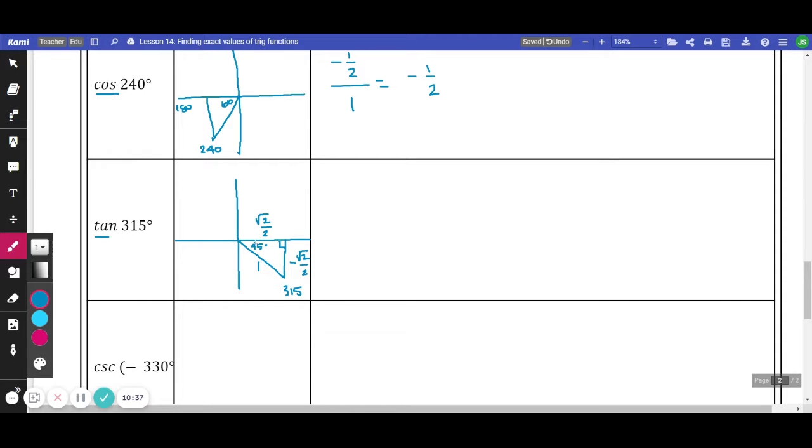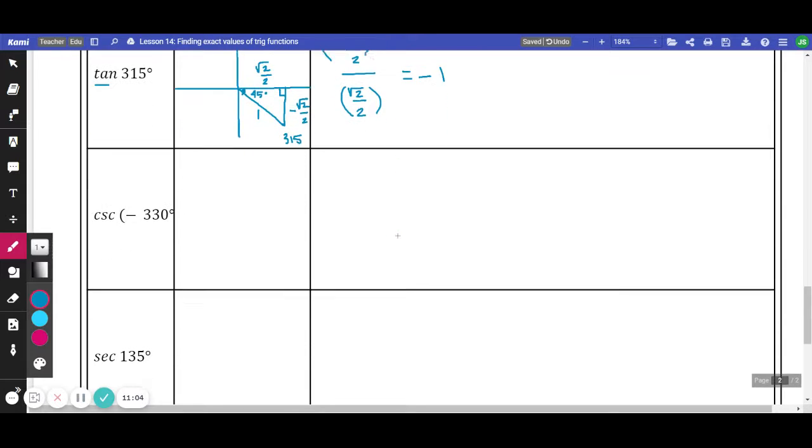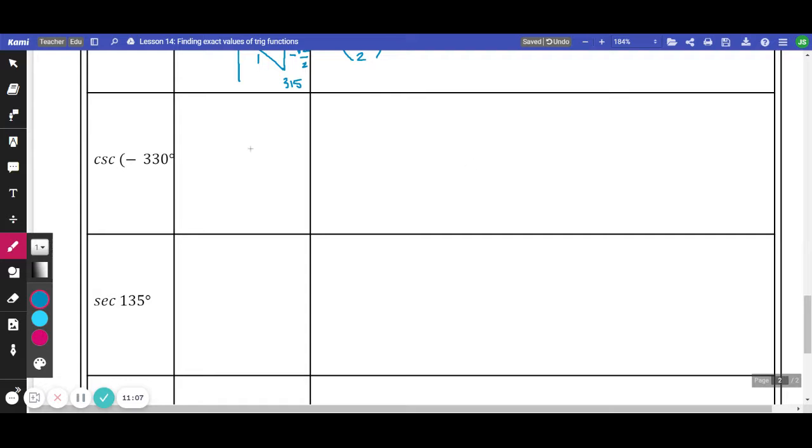Tangent is opposite, so it's always from the origin, from this angle up here at the origin. Opposite is negative root 2 over 2, divided by adjacent is root 2 over 2. You are dividing something by itself. Anything divided by itself is 1. 1 is negative, 1 is positive, so negative divided by a positive is negative. You could go through simplifying and flipping and all that, but this would be a good place for you to pause and see how you do.